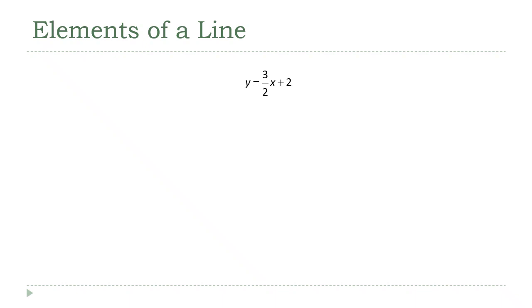When we talk about a line, it really has two fundamental properties: its slope and its intercepts. And most of the time, we're primarily going to be interested in the y-intercept. So what I'd like to do is look at a line's equation and get those two pieces of information from it.